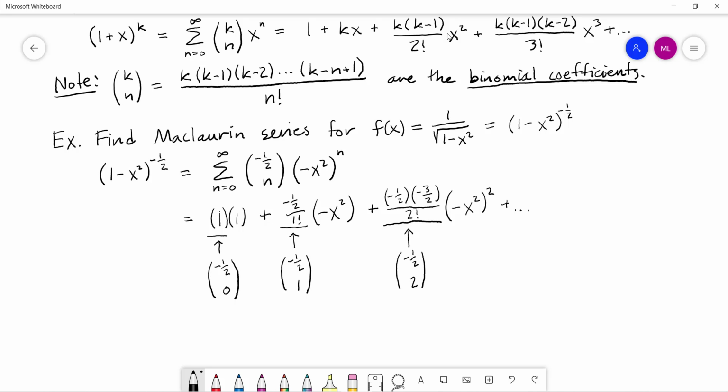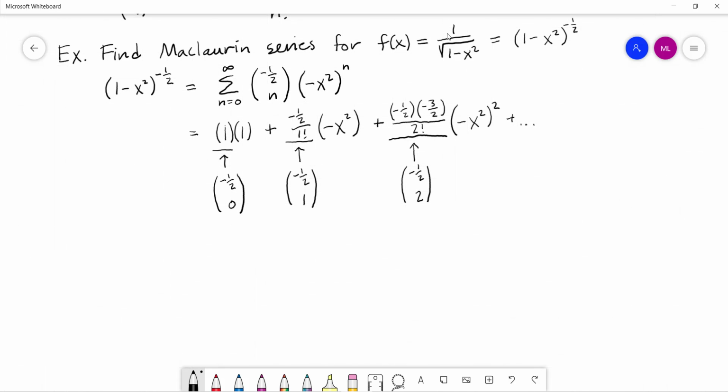This is getting tedious, so we'll just end it there. So this is how we would do this. We would clean it up a little bit after the fact. So 1 times 1 is just 1. Over here, this negative sign will cancel with this negative sign, and I'll just have 1/2 x squared.